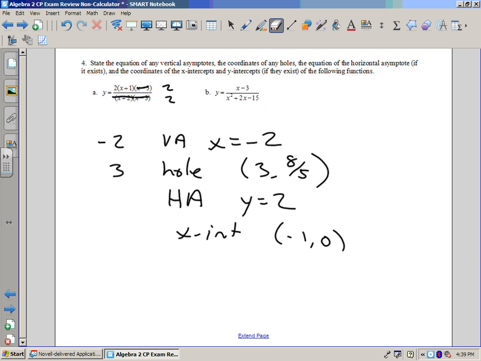To find my y-intercept, I'm going to set x equal to 0 and solve. I don't need the information that gave me the hole because it's going to be the same on the top and the bottom. Here I have 2 times 0 plus 1 is 1, times 2, which is 2. In the denominator, I have 0 plus 2, which is 2. 2 over 2 is 1, and so my y-intercept is the ordered pair 0, 1. That's my answer for A.